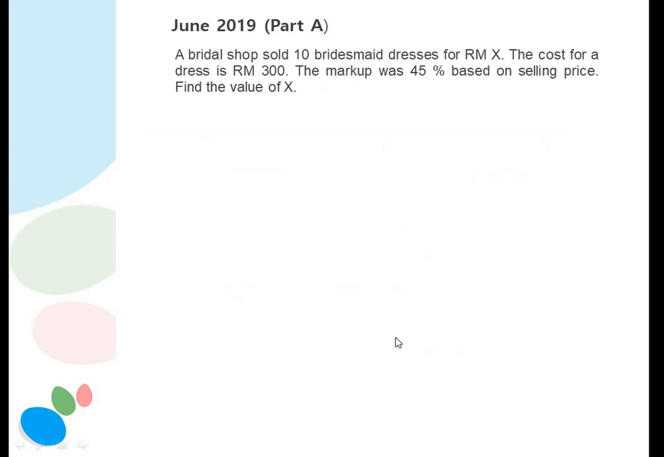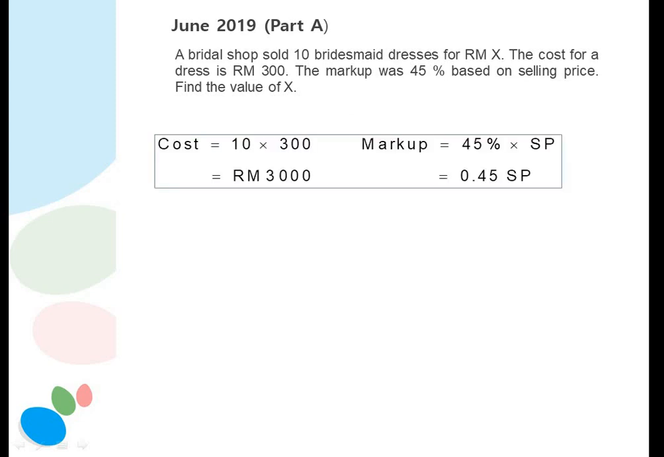Next question, this one is June 2019 part A. A bridal shop sold 10 bridesmaid dresses for RMX. The cost for a dress is RM300. The markup was 45% based on selling price. Find the value of X. Okay, let's first take out all the important information. Okay, the cost for a dress is 300.